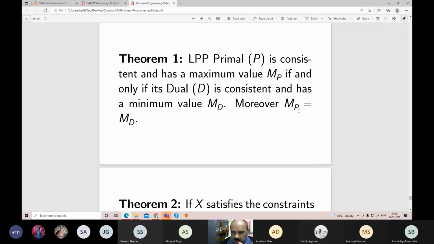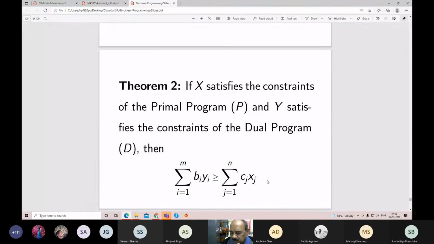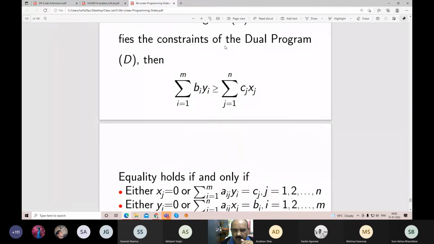MP equals MD, both are equal. Here the right hand side is MP and the left hand side is MD. Generally MD is greater than or equal to MP, because this is weak: the inequality constraint is a bigger set and the equality is a smaller set. So this is the smaller set. Theorem 1 is the strong duality theorem and this is the weak duality theorem.